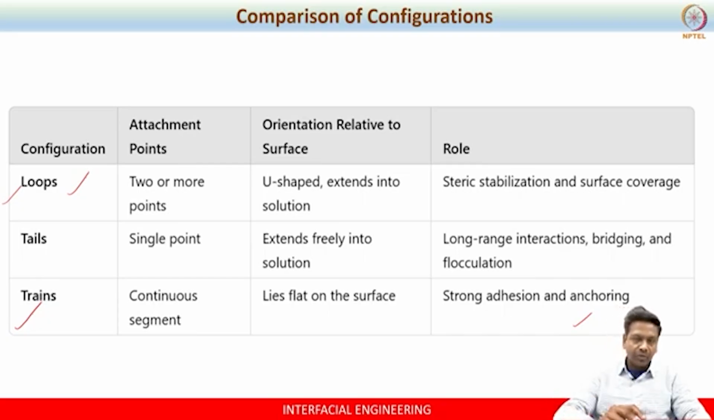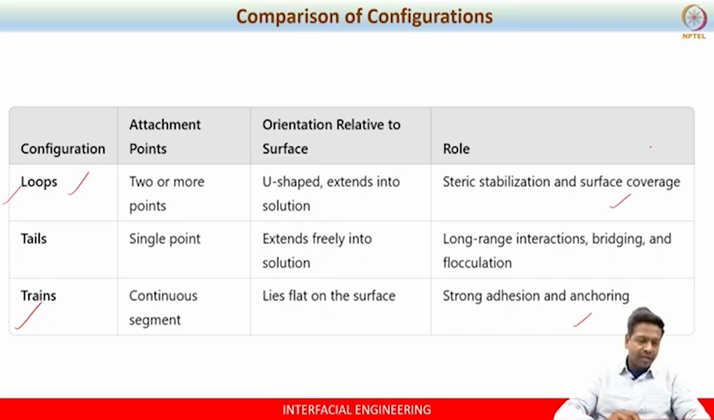Okay. So in the case of loop, the polymer molecules anchor at multiple points on the surface, and it will exhibit a U-shaped orientation. Okay, and this will also lead to steric stabilization.